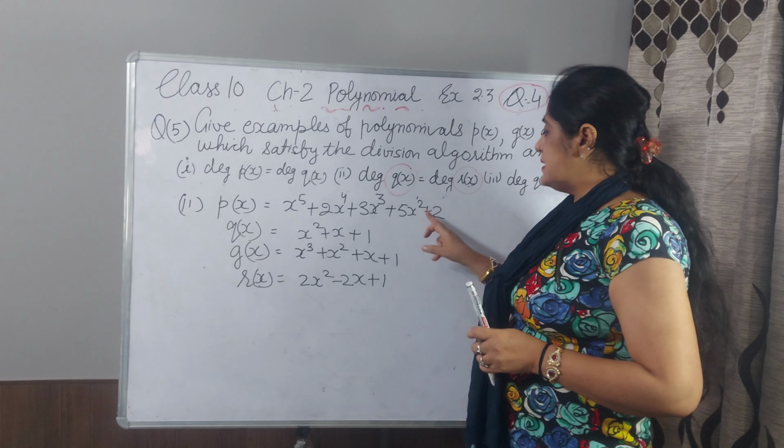If it is coming 2, we can write 2x raised to power 0. And our remainder is 10, it means 10x power 0. Here the degree of Qx is 0. We have to prove this for the quotient, not for the remainder. And degree of Qx is coming 0.